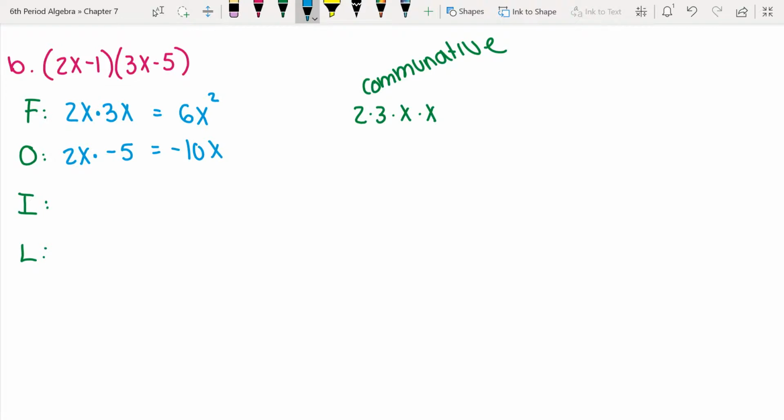All right, inner terms. The inner terms are literally the innermost terms. So what's stuck in between, which is -1 and 3x. Well, a negative times a positive is a negative, and 3 times 1 is -3. And my x tags along.